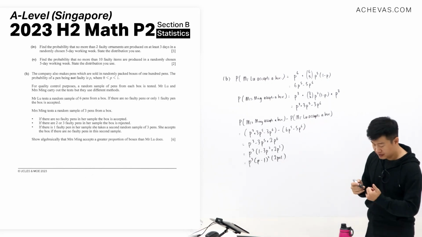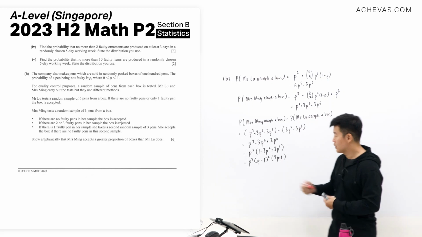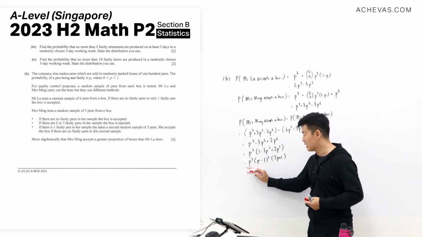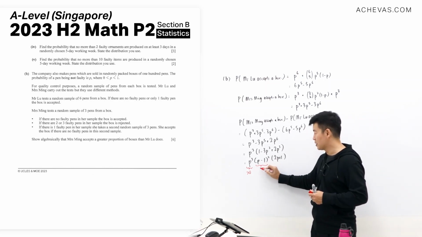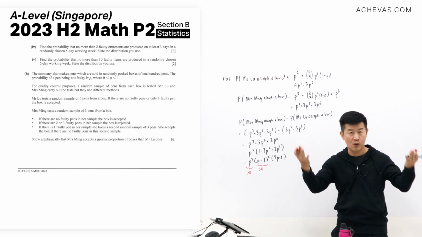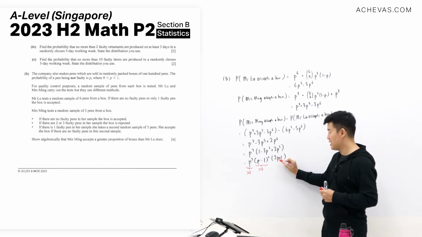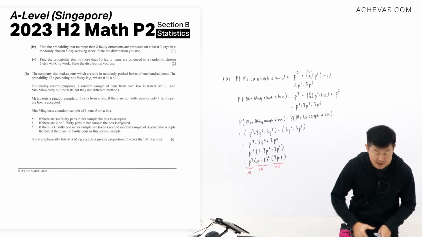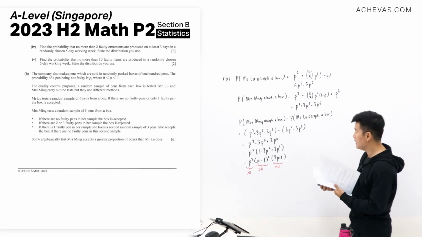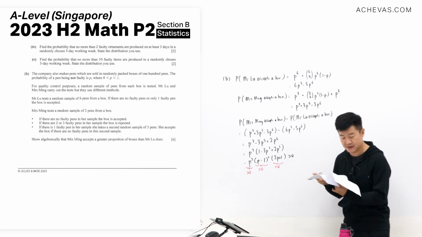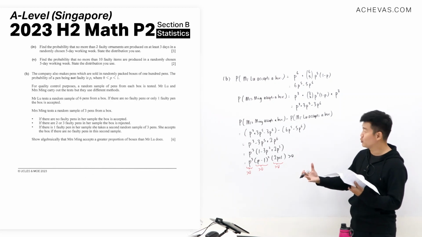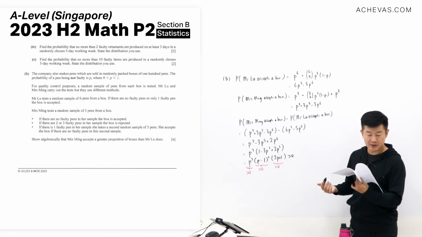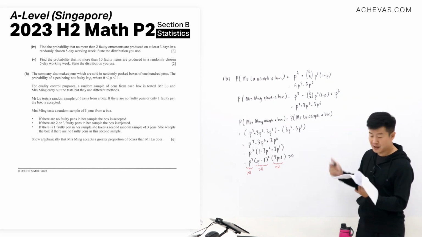And if I were to analyze the expression that I have here, we know that this is going to be bigger than 0 because P is the probability, so it has to be between 0 and 1. We know that this is also going to be bigger than 0 because P minus 1 squared is always going to be bigger than 0. And since P is bigger than 0, 2 times P plus 1 is also bigger than 0. So based on this, we can conclude that this entire expression here is bigger than 0. And if this entire expression is bigger than 0, we can subsequently also conclude that Mrs. Ming is going to be accepting a greater proportion of boxes than Mr. Lu.